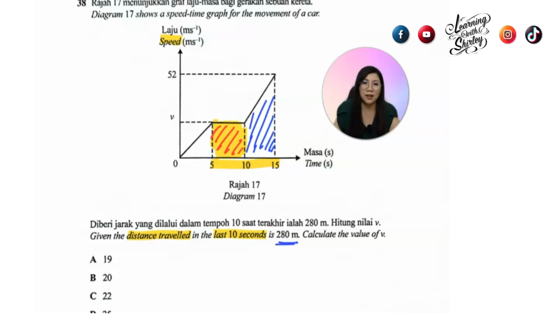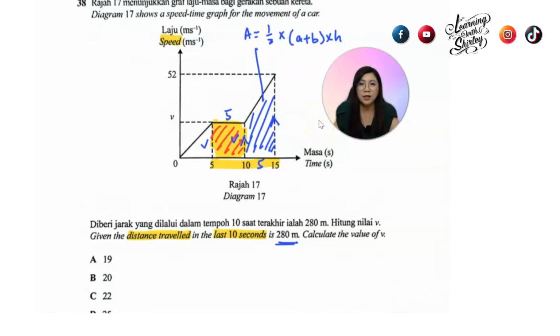So let's work this out. Here is 5, 10 minus 5 is 5, here is V, and then this is the trapezium. These two lines are parallel. So what is the formula for trapezium? Area is half times the sum of two parallel lines added up together, A plus B, and then times the height. So the height here is 5 also, 15 minus 10 is 5.